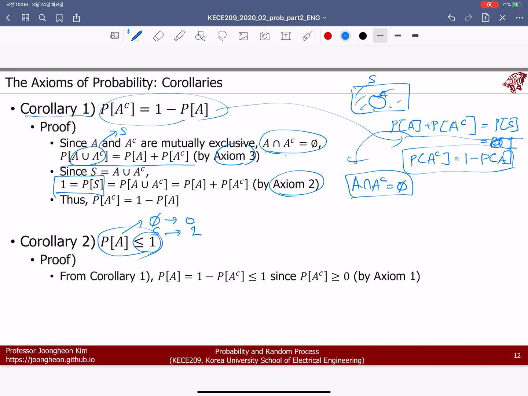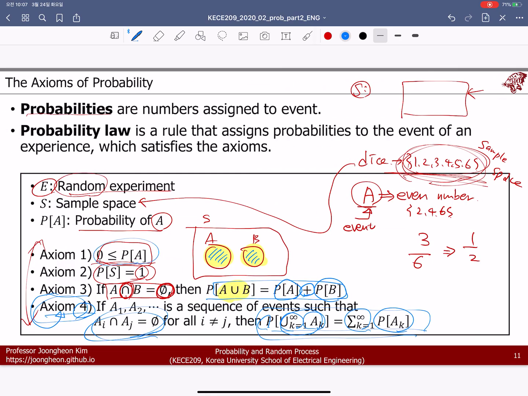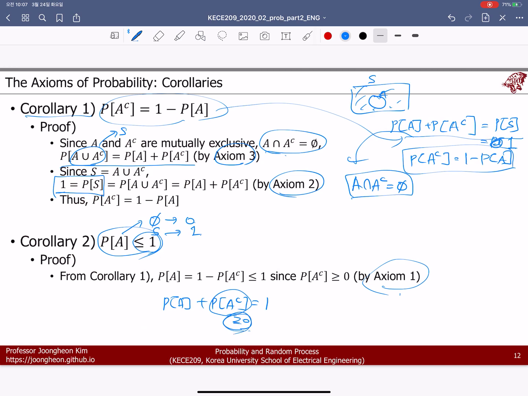Okay. Also we can say that P(A) plus P(A complement) should be 1 because this is the probability of the sample space. And then we can say that this is larger than or equal to 0 by axiom 1. Axiom 1 says that every single event should be positive or equal to 0. That's why this is larger than or equal to 0. This goes to the right hand side. Then P(A) should be less than or equal to 1. That's why this is true by this axiom 1.